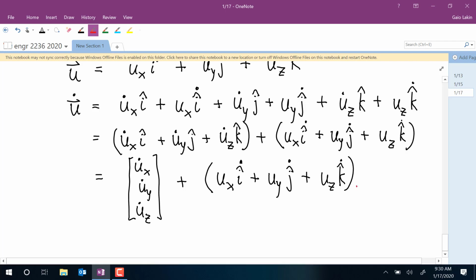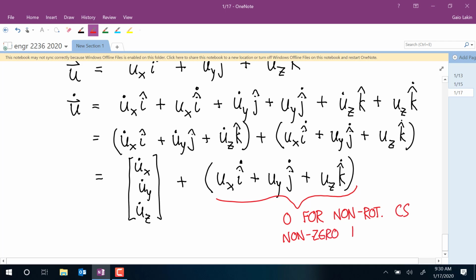Okay, so the key thing is this is 0 for a non-rotating coordinate system, but non-zero if it's a rotating coordinate system. And that's why we're going to have to use this new approach for rotating coordinate systems.